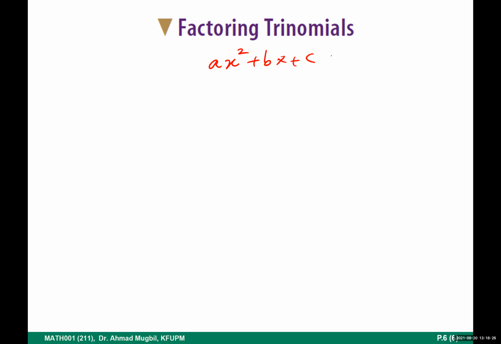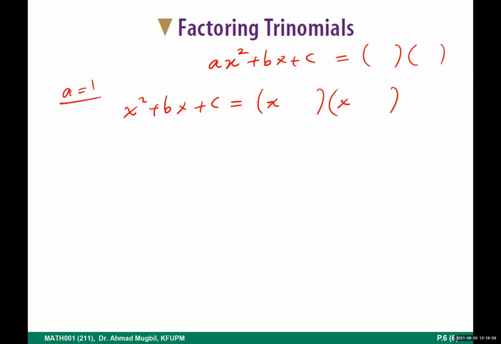Now the question is how to factor this, how to write it as a product of 2 factors or more. If there is a GCF, we will factor it out. If there is none, let me start with the easier case: x squared plus bx plus c. Now we will consider a equals 1. This is the simpler one, called the simple trinomial. Now my target is to write it as a product of 2 factors. Because x squared is just x times x, this is not difficult.